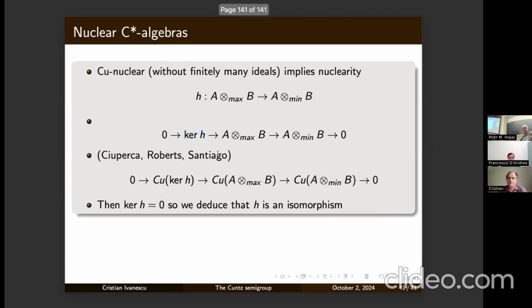And now, thankfully, we have a property proved by Ciuperca, Robert, and Santiago, which shows that the Cuntz semigroup respects short exact sequences. So then we have this exact sequence at the level of the Cuntz semigroup. But now, because these two are isomorphic, then the Cuntz semigroup of the kernel has to be trivial. And remember at the beginning, if you have something non-trivial in the algebra, then the Cuntz semigroup is going to be non-trivial. So essentially, this tells me that the kernel has to be trivial, and then I get that indeed this map has to be injective as well. And that's another way to obtain that Q nuclear implies the nuclearity of a C*-algebra.